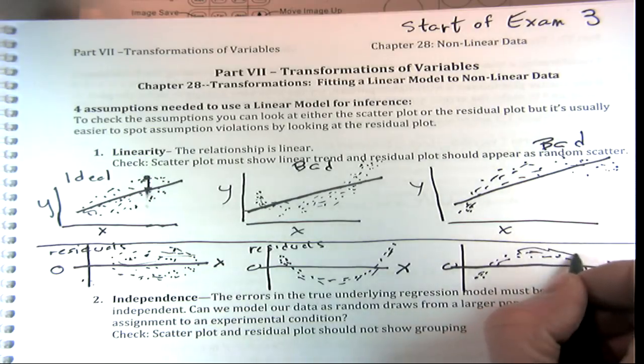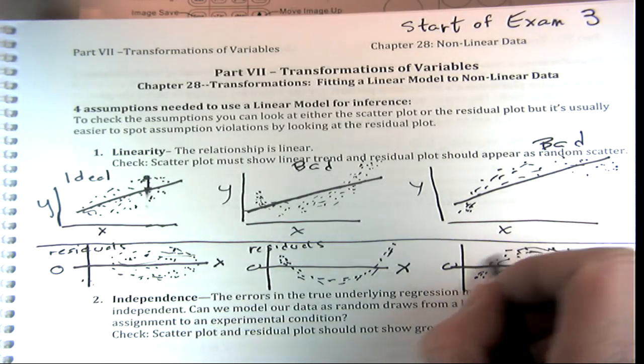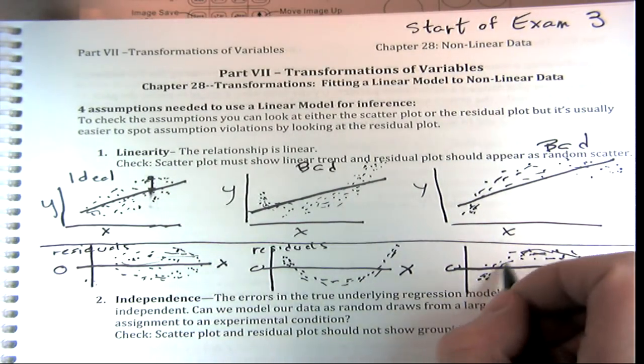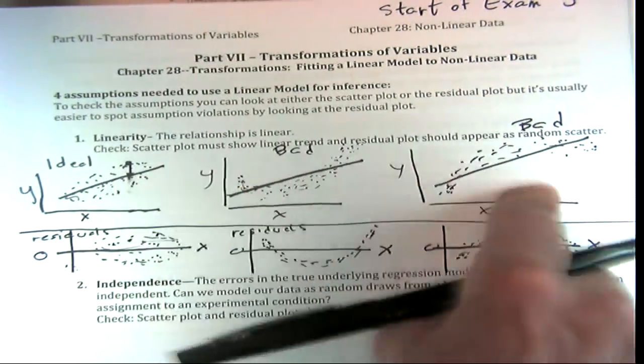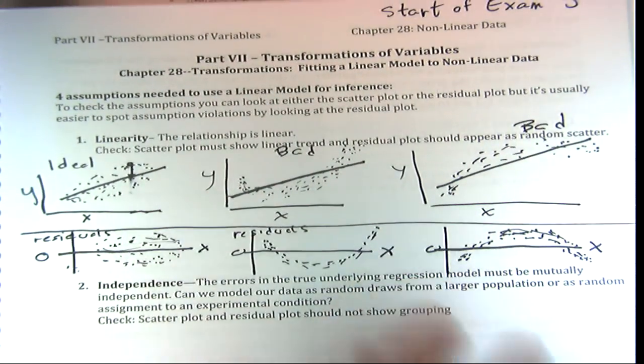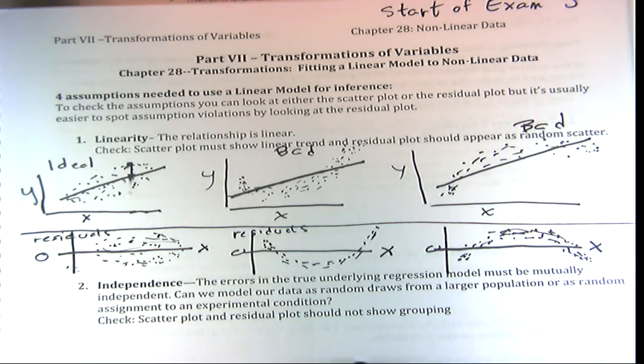But everybody examines the residual plots because sometimes it's much, much easier to see violations in the residual plots. It will never be easier to see it in these plots compared to those. Okay, any questions on that? So that's the violation of linearity and independence.